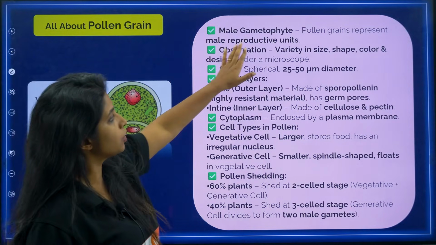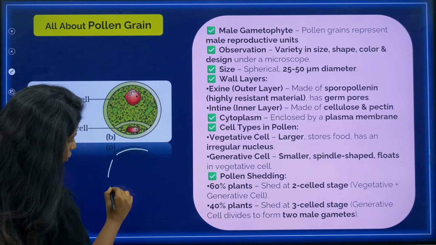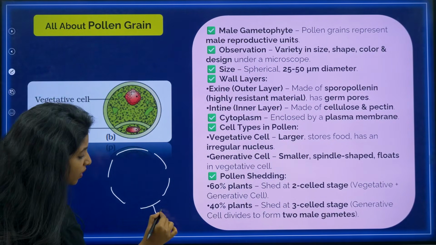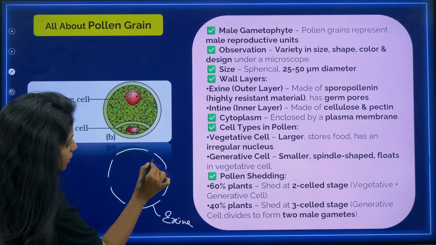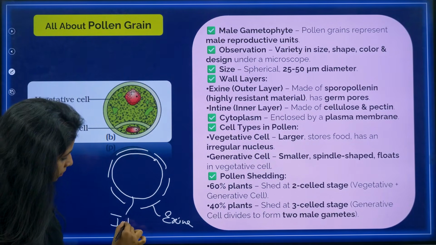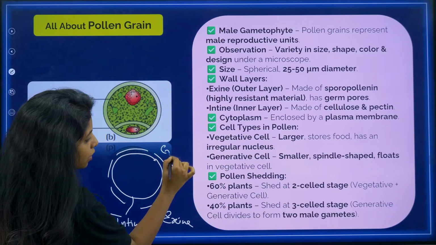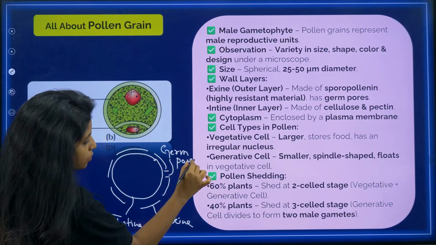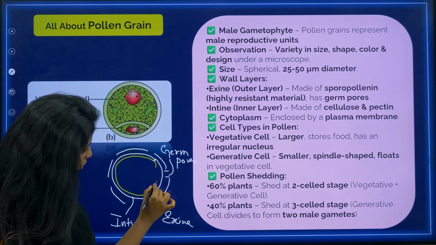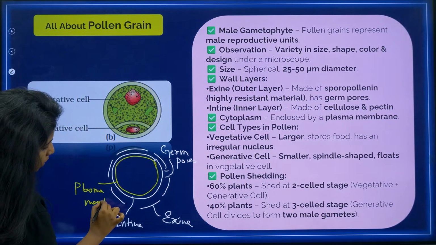Now talking about the male gametophyte, you see the structure. I will tell you the structure. Over here you can imagine there is a discontinuous layer, the outer layer. You call this exine, and then there is a continuous layer which you call intine, my dear children. And why is this exine discontinuous? Because here you see pores. What do you call these pores? Germ pores. Now this is intine, and then there is your pollen grain with its own plasma membrane.